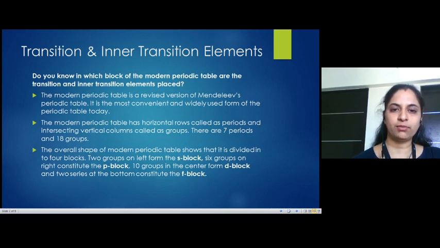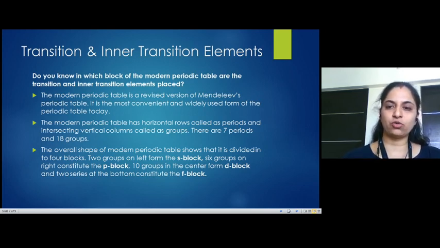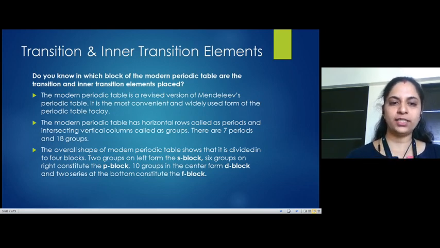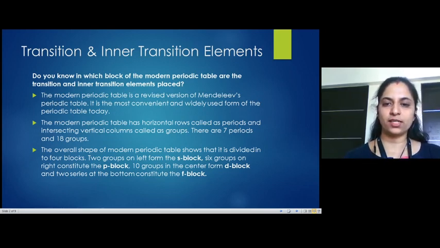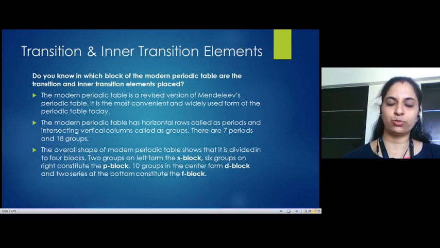The modern periodic table is a revised version of Mendeleev's periodic table. It is the most convenient and widely used form of the periodic table today. The modern periodic table has horizontal rows called periods and intersecting vertical columns called groups. There are 7 periods and 18 groups.